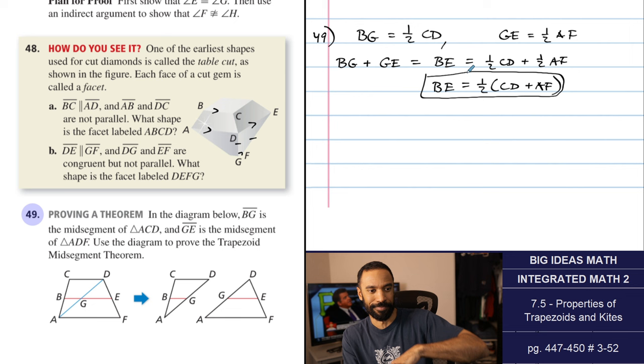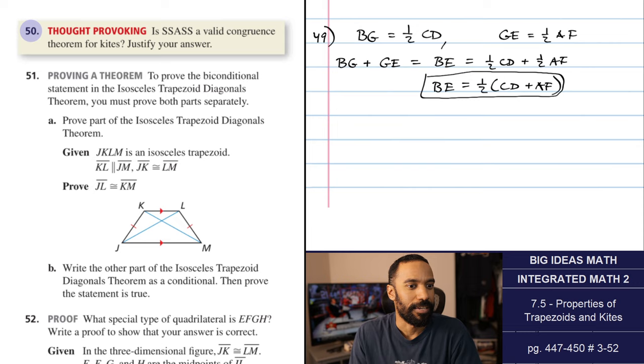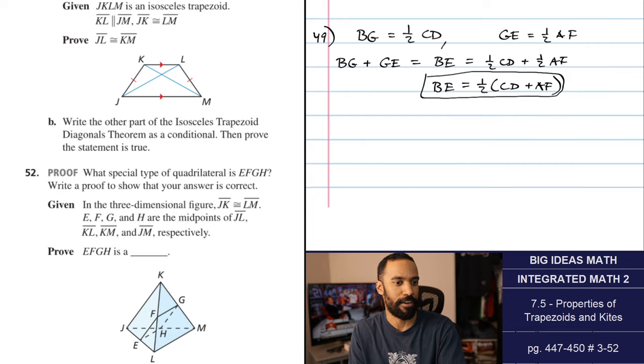I didn't want to do a two column proof if I didn't have to, because they're already hurting me enough. See, whenever they say prove, this is where I want to use two column proofs. But they're hurting me enough with two or three more proofs here.